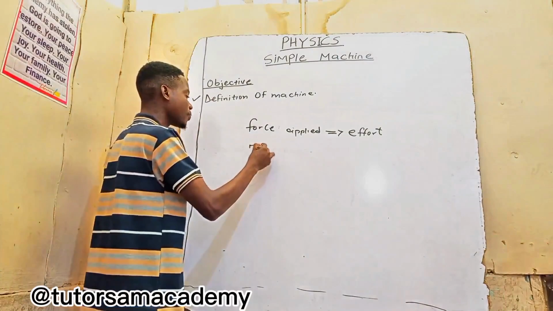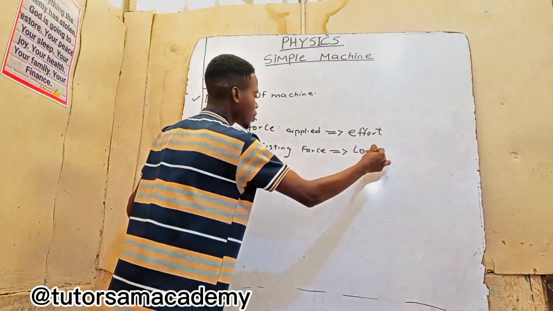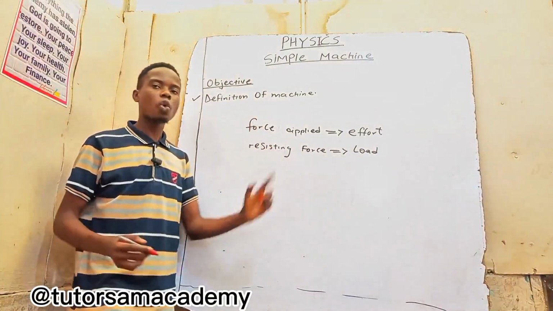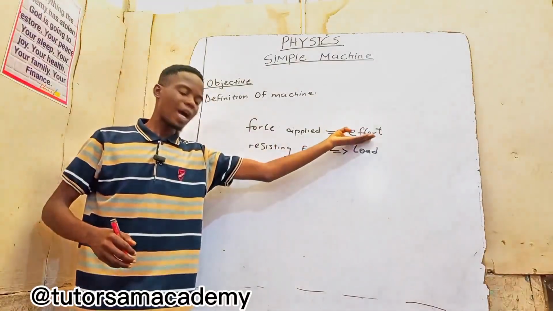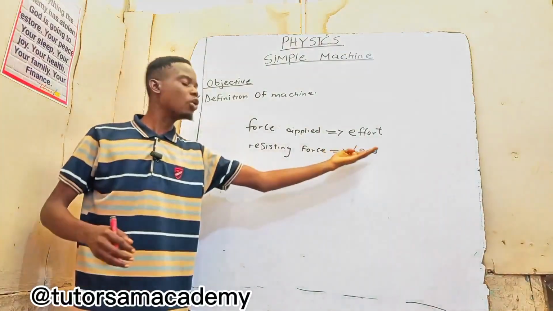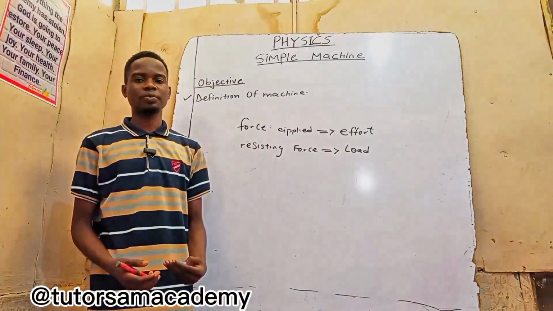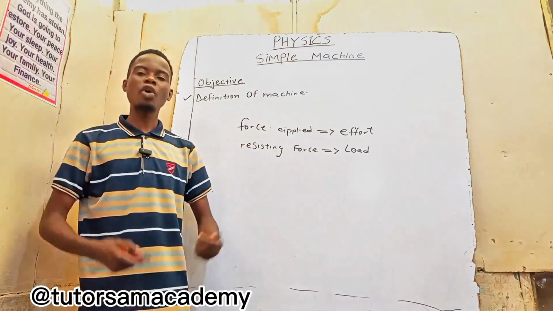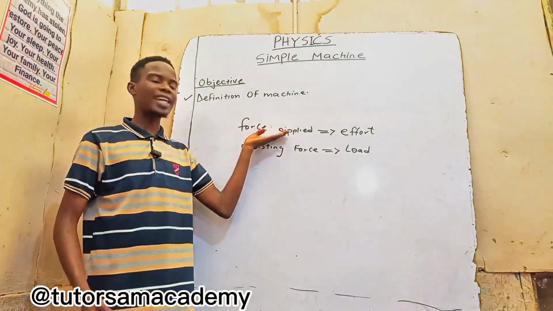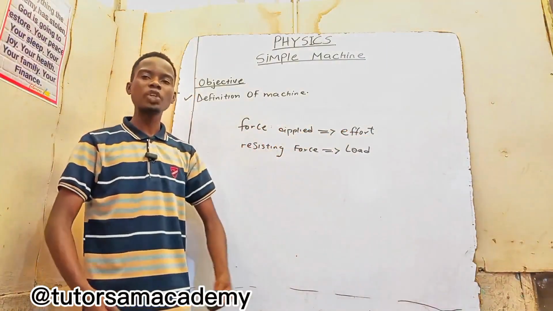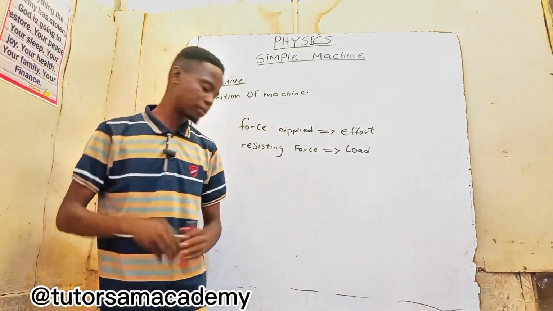The resisting force is referred to as the load. So there is a force applied and there is a resisting force. Indirectly, we can say a machine is a device or tool which allows the effort applied at one point to overcome the load at another point. So the basic aim of a machine is to use effort to carry a load. If you are using your wheelbarrow, you will know that your wheelbarrow is a machine. It requires your effort to carry the load. So the force applied is the effort, and the resisting force which you are applying your force to is the load. That is all about the definition of machine.